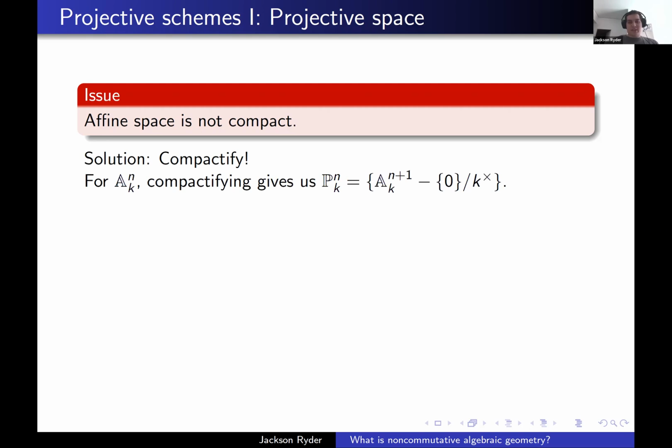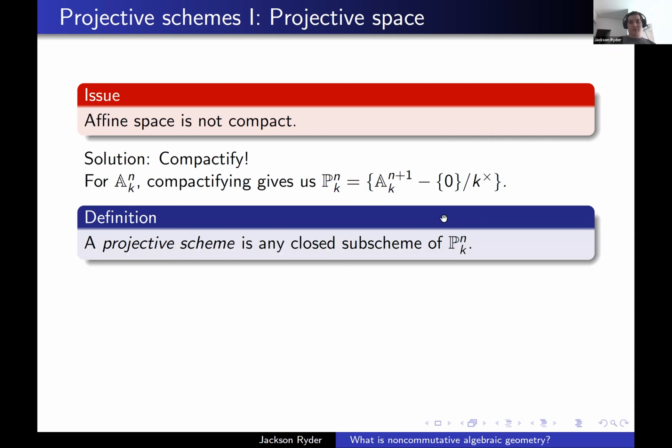For affine n space, just like you would expect, compactifying gives us projective n space, which is just affine n plus 1 space minus the origin, and we mod out by the action of the multiplicative group. Okay, so our first pass at a definition of a projective scheme is just going to be any closed subscheme of projective n space. At the moment, this doesn't really mean much, but it'll give us some ideas of what we need from a projective scheme. And then on the next slide, we'll go on to give a more useful definition.